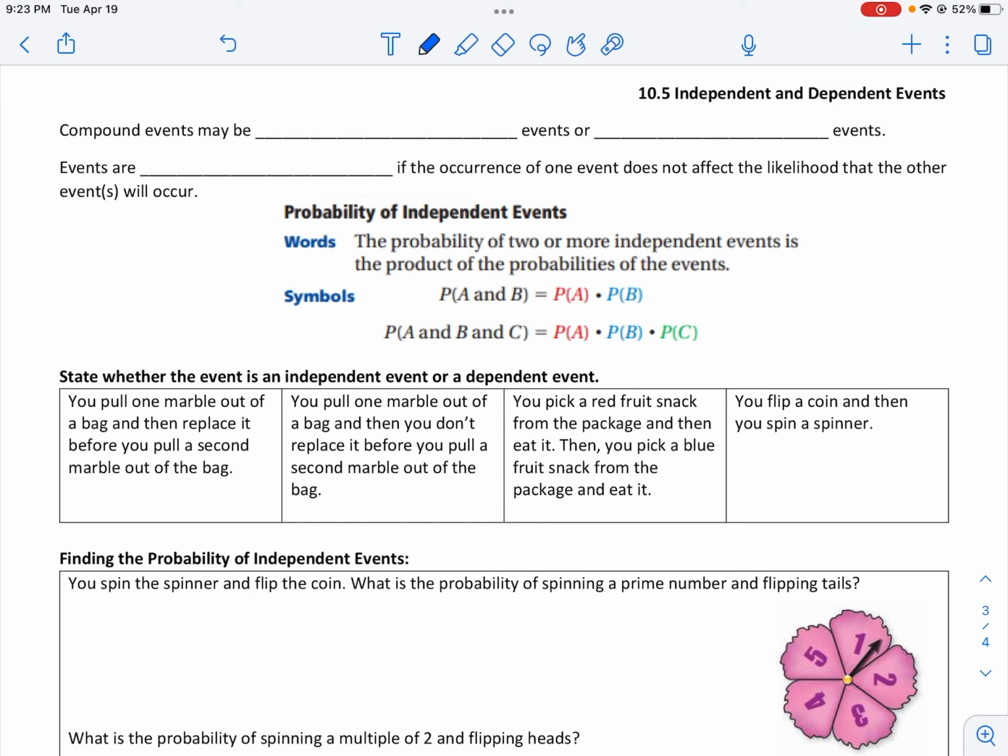Okay? So compound events may be independent or dependent events. Remember, an independent person can do whatever they want, and a dependent, like you guys, has to rely on parents or guardians for support. So independent means you do whatever you want. Dependent means you depend on someone else.